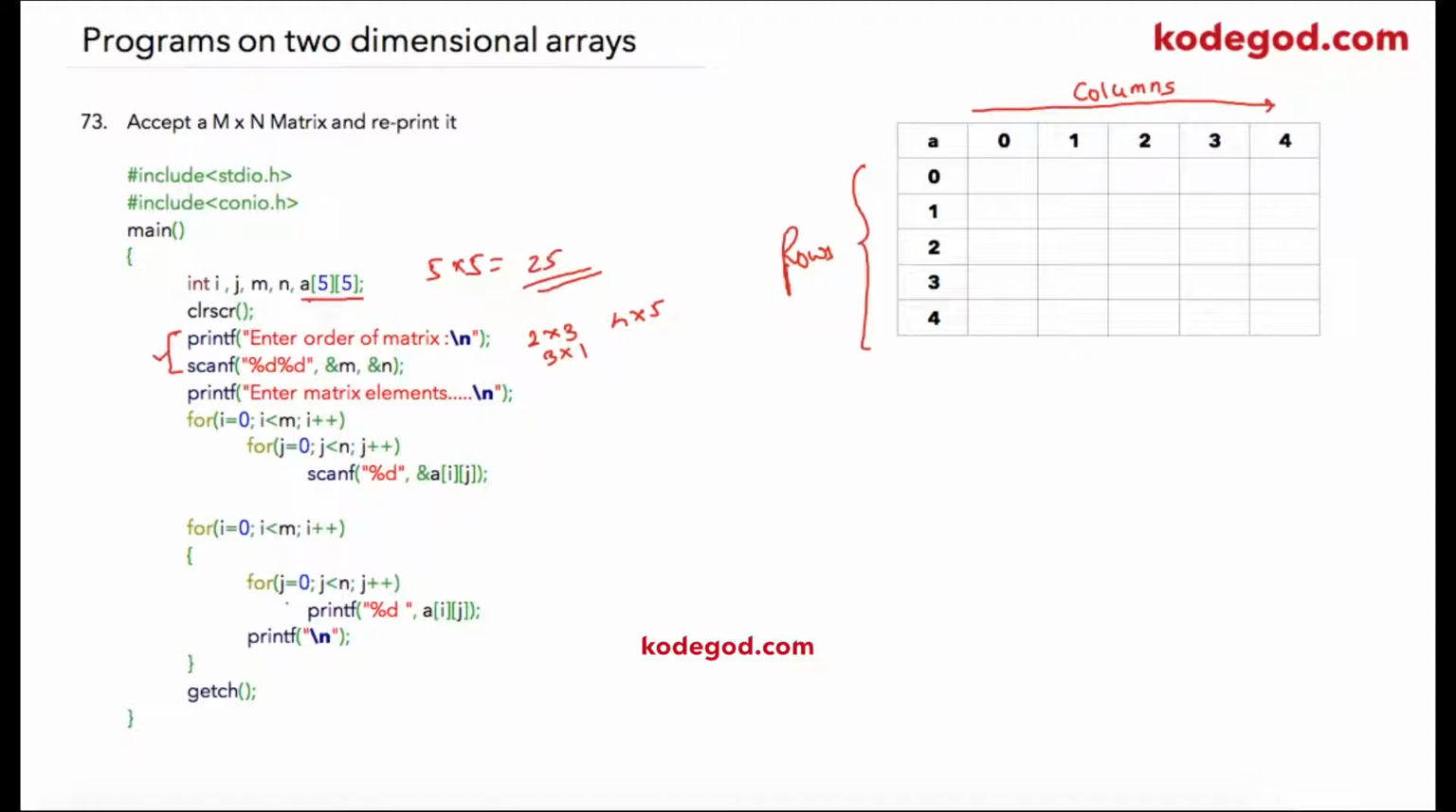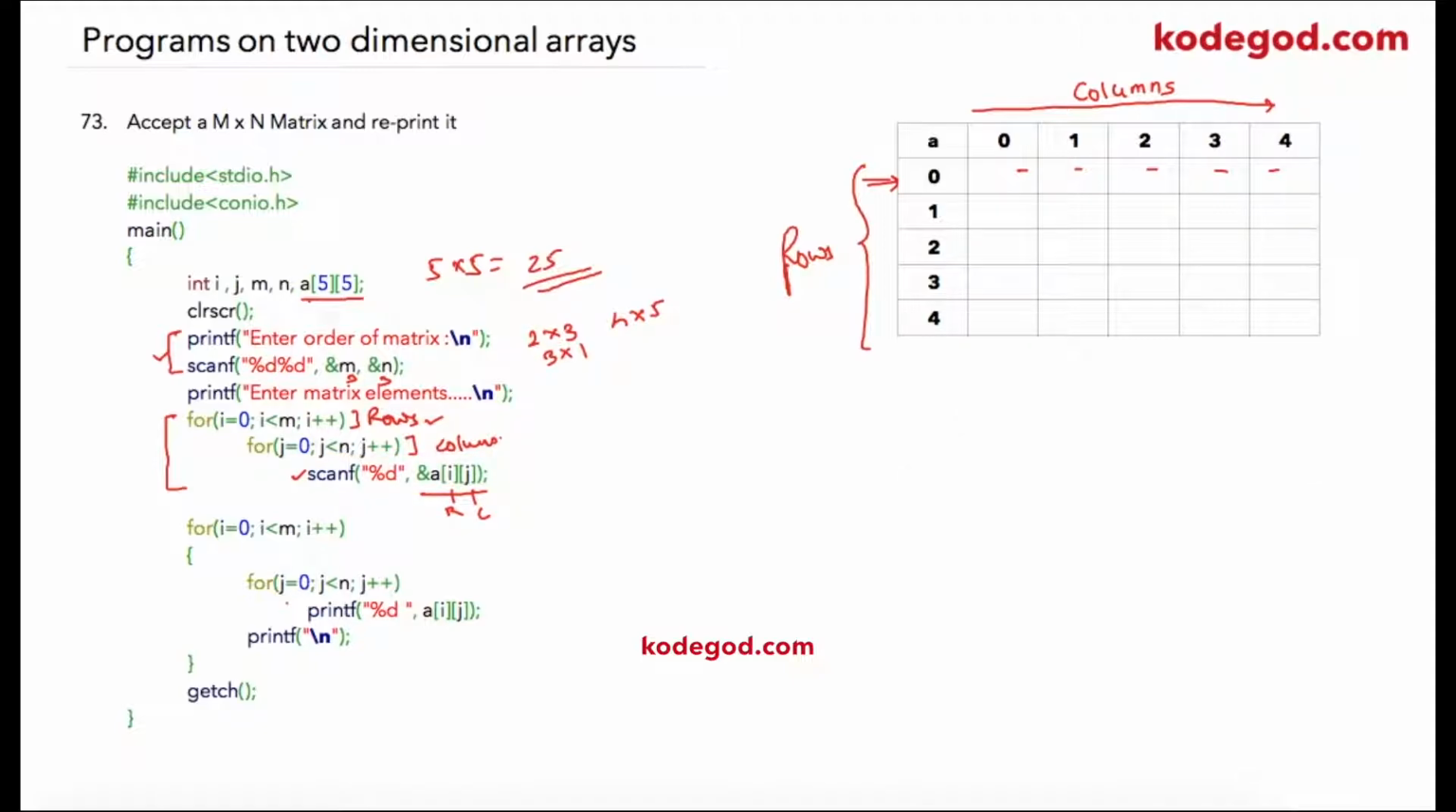So after entering values of m and n, using this code block, we can accept values for all array elements. Suppose the user has entered 3 and 3 as values of m and n. So the first loop will be executed for rows and the second loop will be executed for columns. So for every row, this loop will be executed, which will internally iterate through columns. So inside the second for loop, using scanf, we are going to store values of array elements.